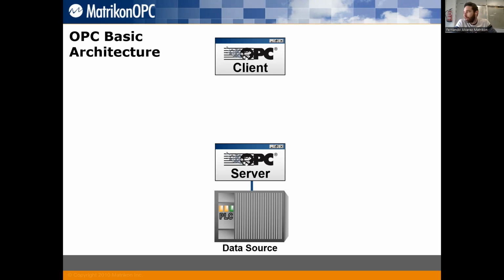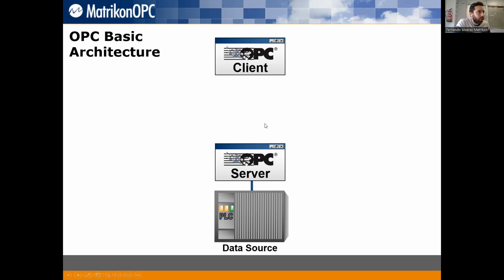This server, basically what it does, it works as a gateway between two technologies. It works as a gateway from the protocol of the device. So this data source could be a Siemens PLC, Omron, Allen Bradley, Schneider. So the OPC server will translate from the protocol of the device into OPC. And then once it translates the data into OPC, any OPC client can read this data.